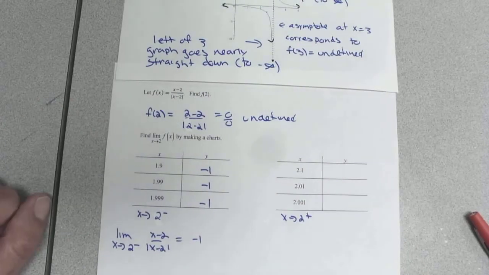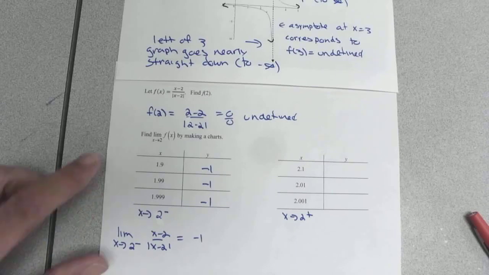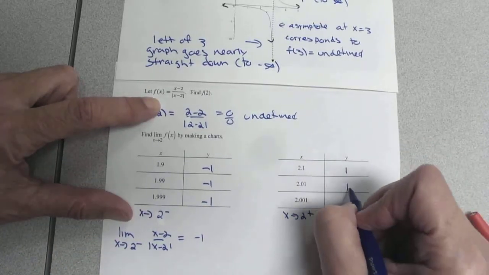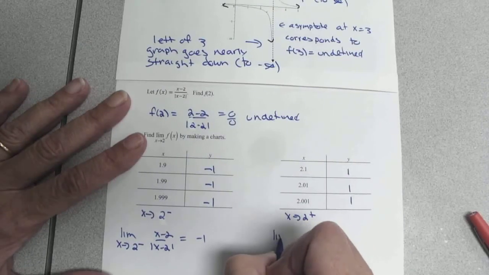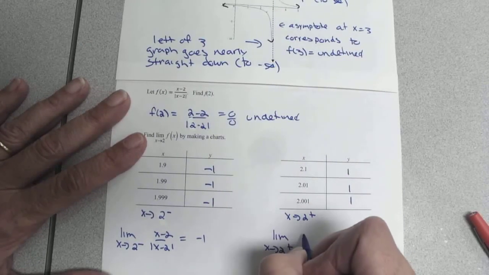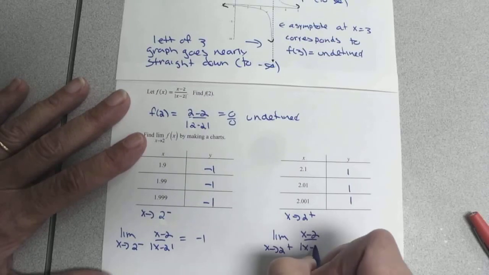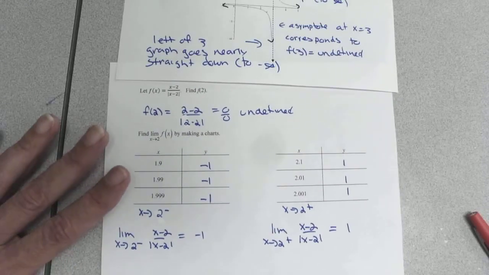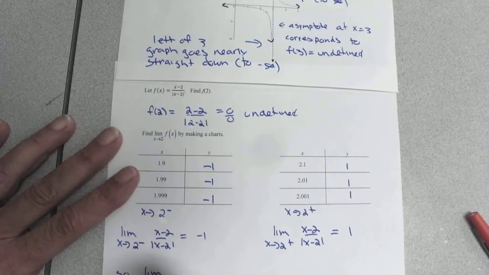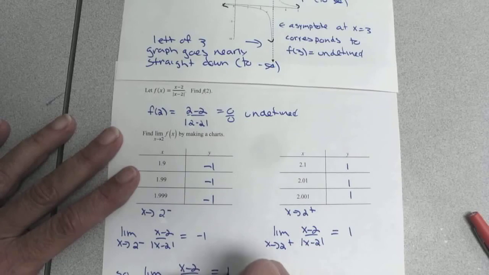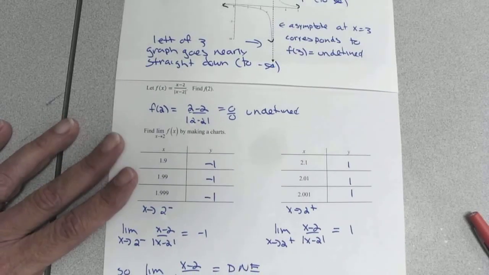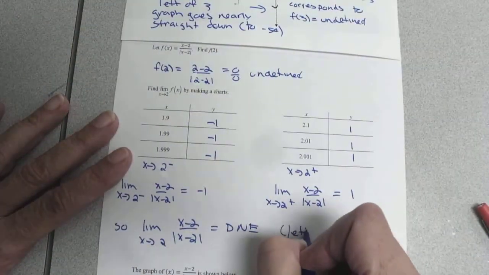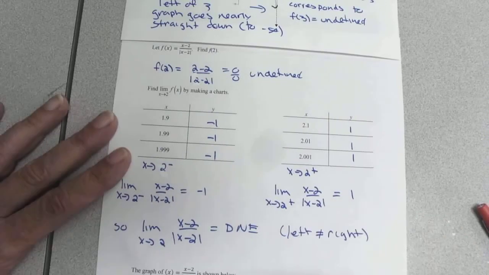Same thing over here as we approach 2 from the right, using numbers bigger than 2 and plugging into my function. I've got 1, 1, and 1. And that would imply that the limit as x approaches 2 from the right of x minus 2 over the absolute value of x minus 2 equals 1. Well, now we have left and right are not the same. So for the limit as x approaches 2, the two-sided limit, all we can write is it does not exist because left and right did not equal each other. Left did not equal right.